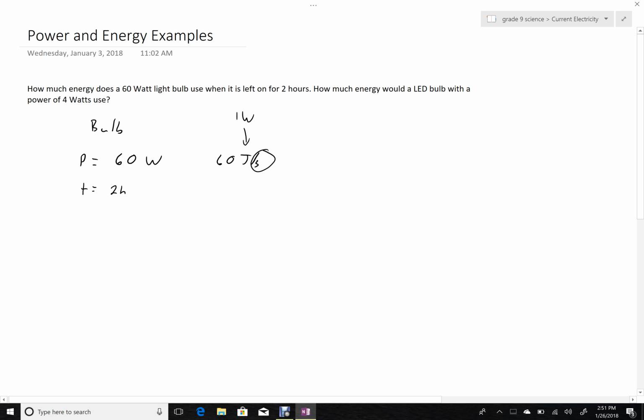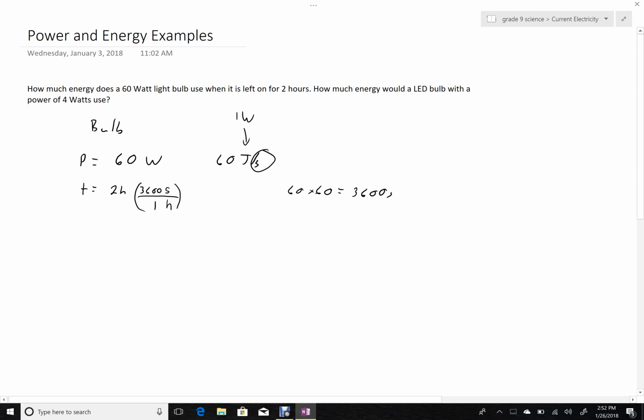But since this is built to work with seconds, I can't leave 2 hours alone. I have to convert it. So the way I convert things is I put in a fraction where I get rid of the thing I don't want, and then I introduce the thing I do want. And as long as this fraction is equal to 1, then by multiplying it, I'm not changing the size of anything. So in 1 hour, I have 60 times 60, or 3,600 seconds.